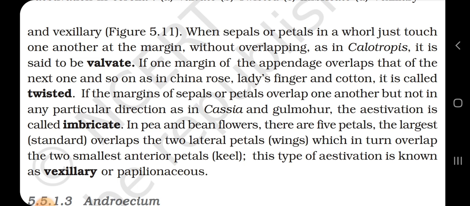In pea and bean flowers, there are 5 petals. The largest, standard, overlaps the two lateral petals, that is wings, which in turn overlap the 2 smallest anterior petals, keel. This type of estivation is known as vexillary or papilionaceous.